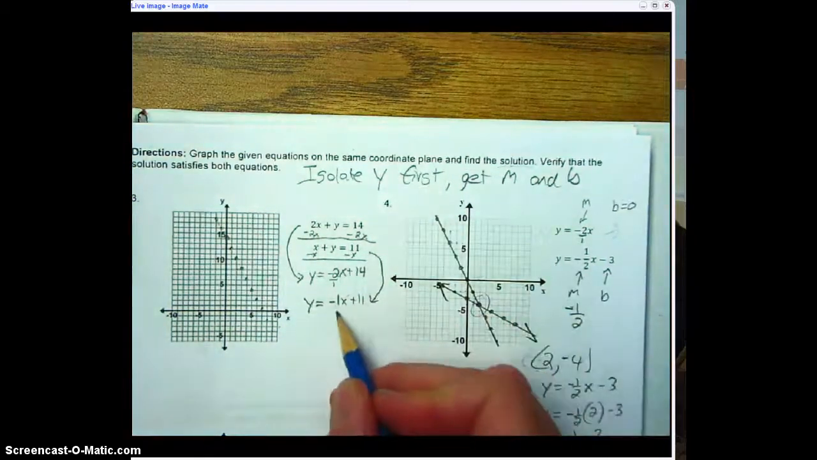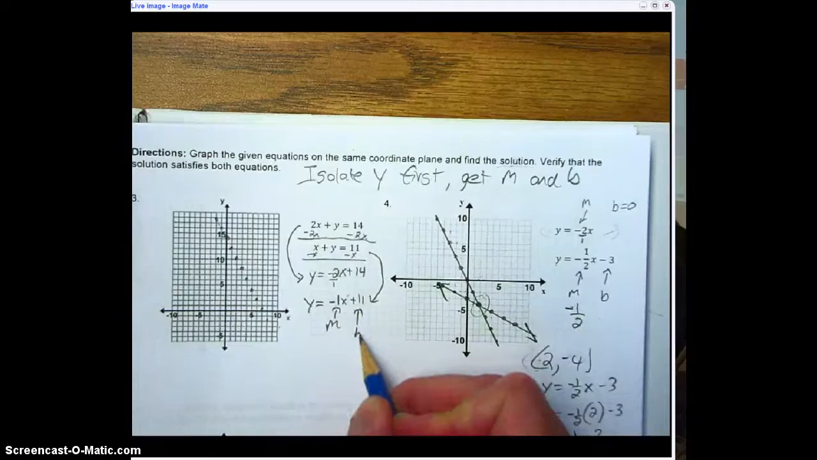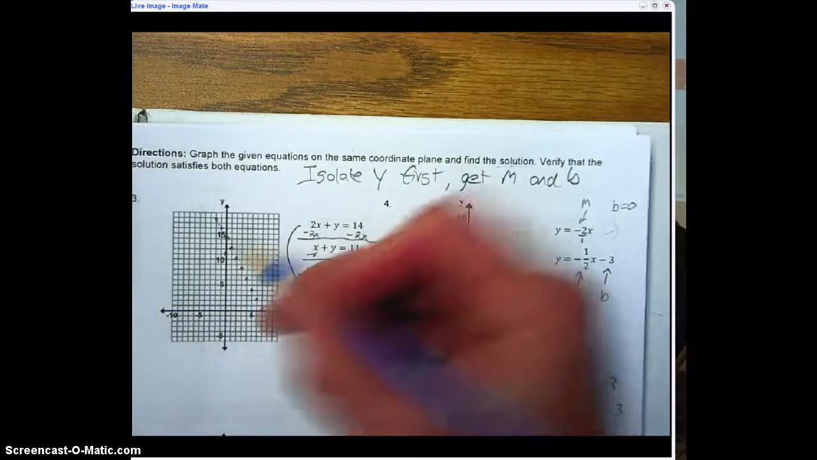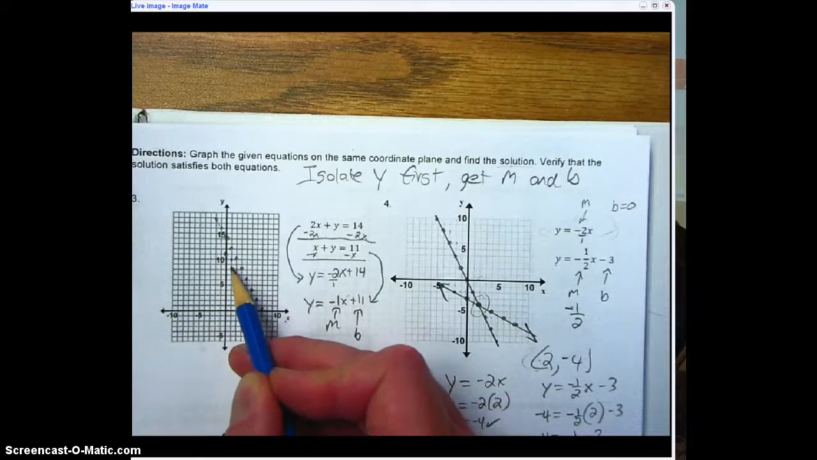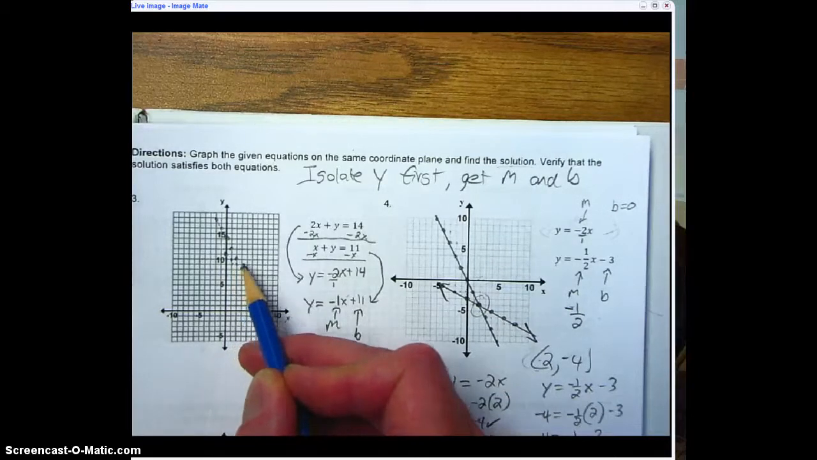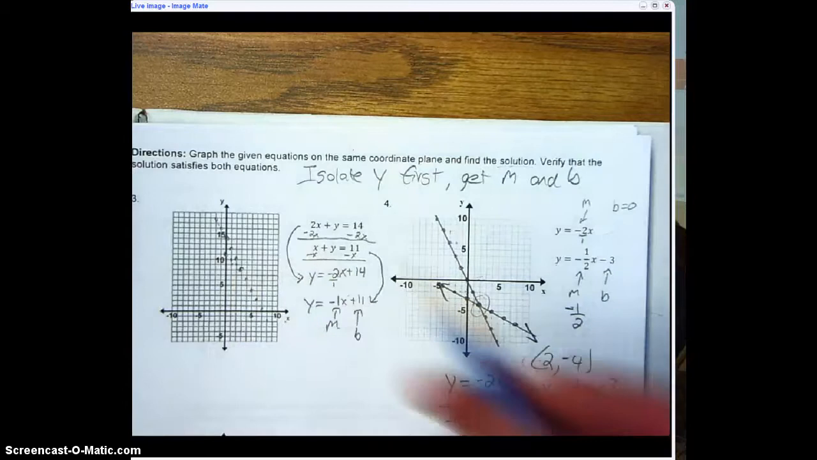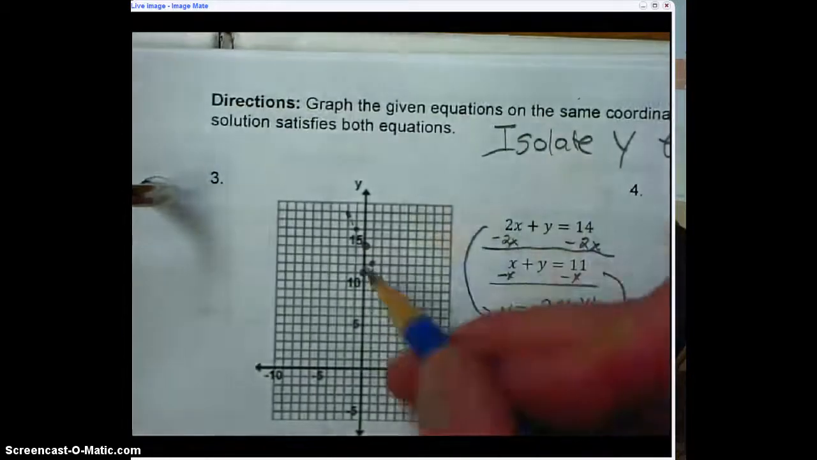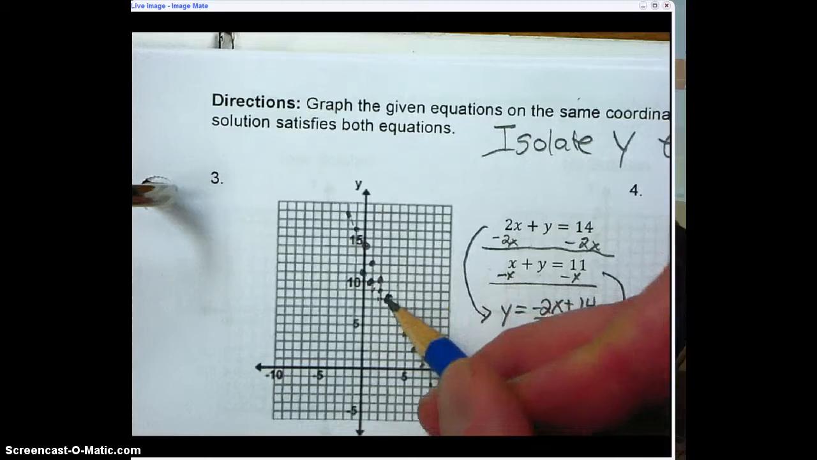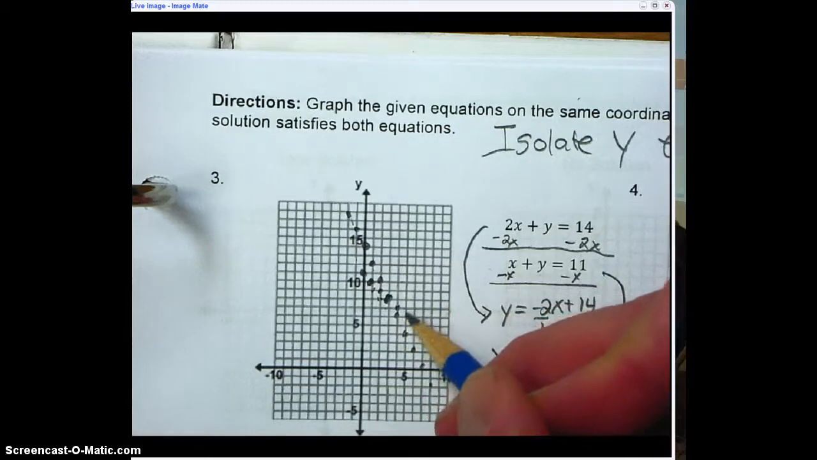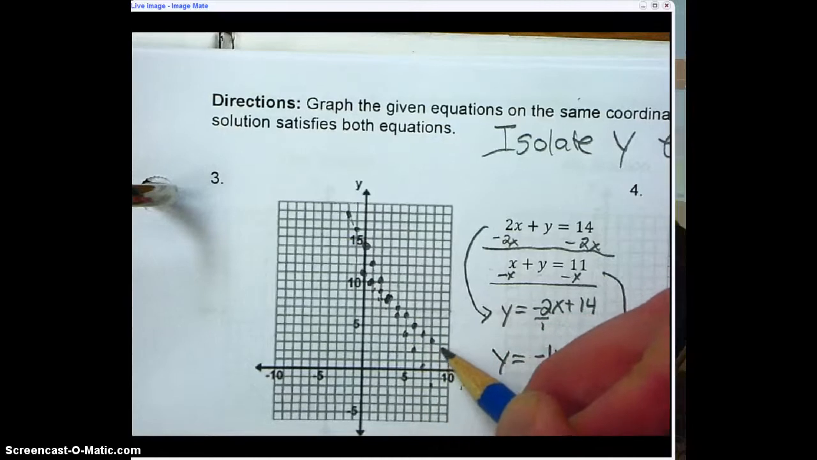Now let's graph the bottom line. Again, here's M, here's B. Begin at 11, and then you're going to go down 1, right 1, down 1, right 1, down 1, right 1. Now this one's kind of tricky to see. Zoom in for you here. Started at 11, I went down 1 and right 1. Then I went down 1 and right 1. Then I went down 1 and right 1, and I just hit the other graph. Down 1, right 1, and so on.